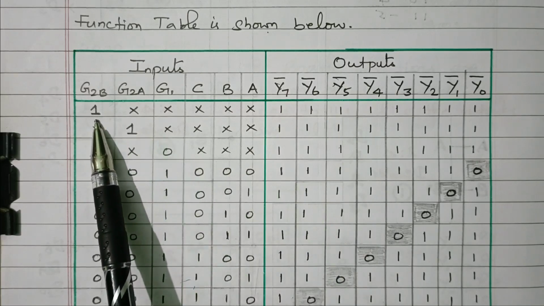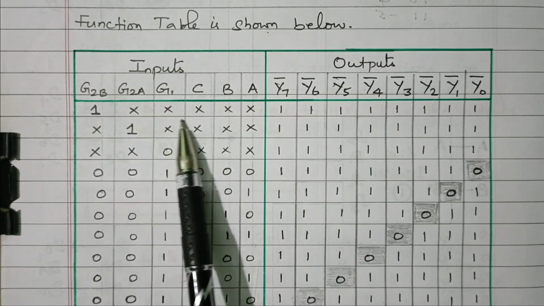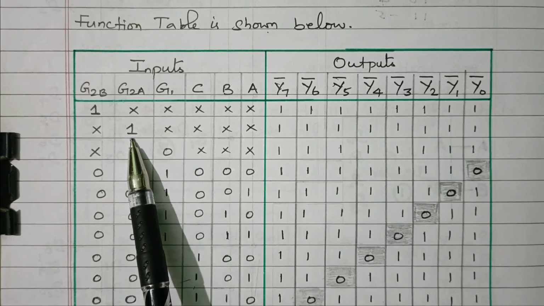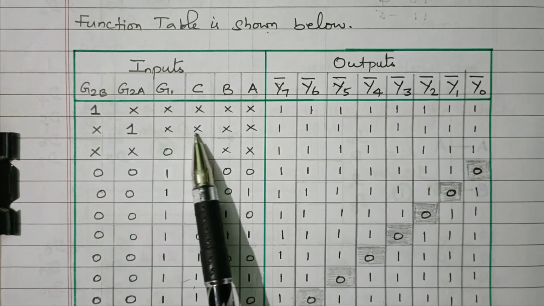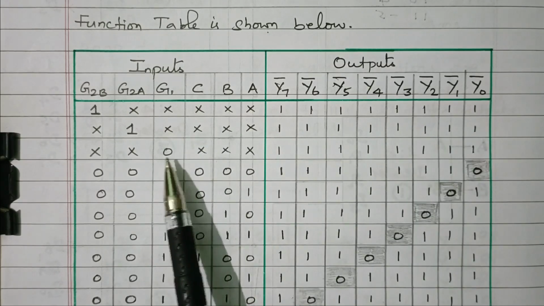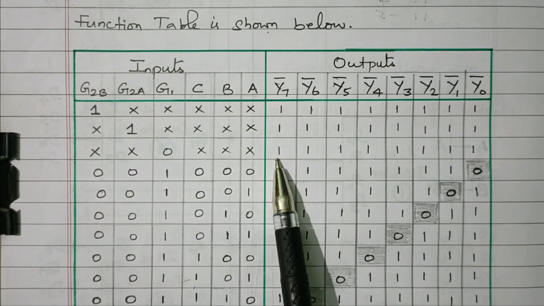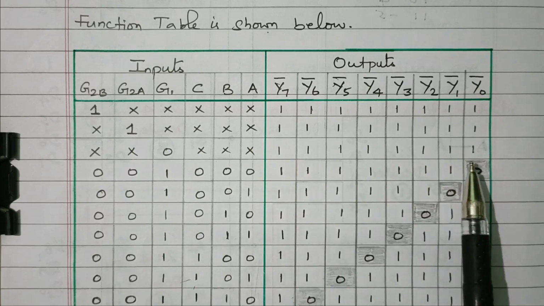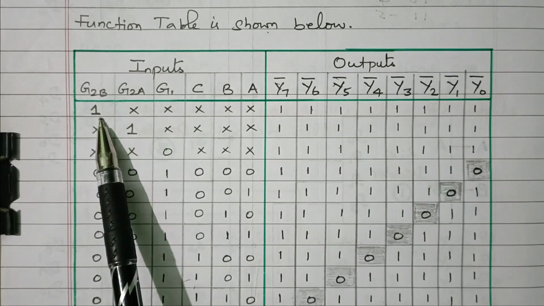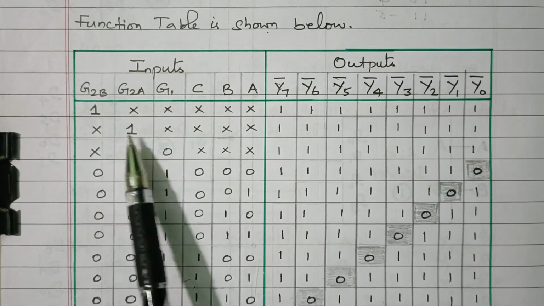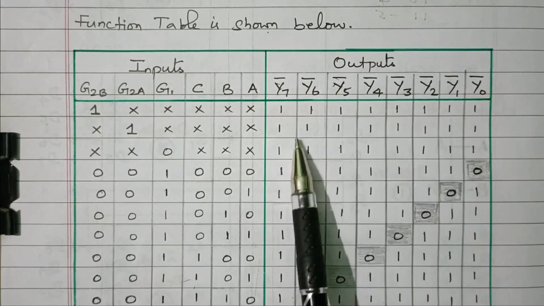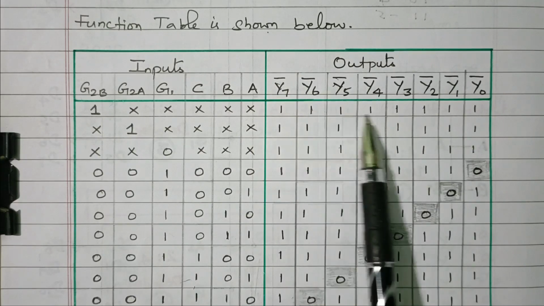Suppose G2B is 1. Whatever the remaining inputs may be, we'll get all high outputs. If G2A is 1, whatever the other inputs are, we'll get high outputs. If G1 is 0, whatever the other inputs are, we'll get all high outputs. Because of this active low, G2B or G2A being 1 means we get all ones. Normally we'd get all zeros, but because of the inverter we are getting all ones.